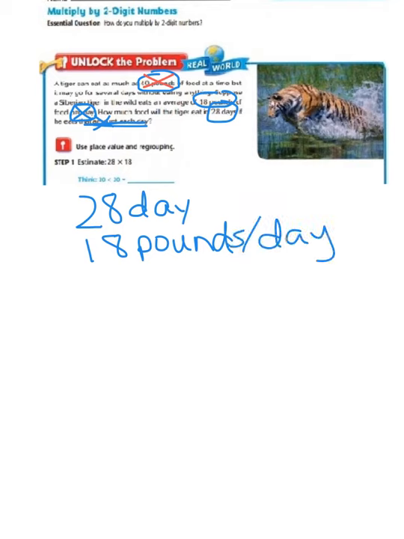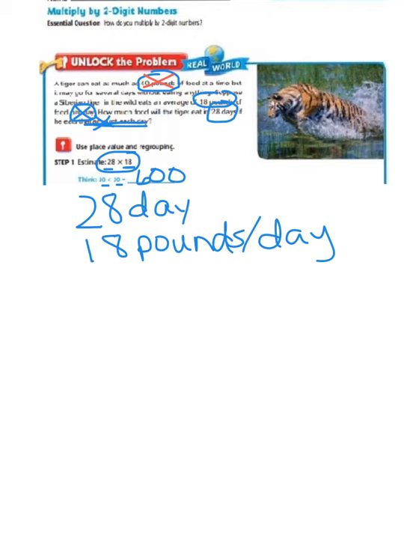Well, the first thing we can do is to estimate 28 times 18. And we're going to think 30 times 20 because we have rounded our 28 up to 30 and our 18 up to 20. So now we can just take a look at our basic fact of 3 times 2, which we know is 6, and there's a 0 in this factor and a 0 in this factor, so we need to add 2 zeros back on, which gives us an estimate of 600.